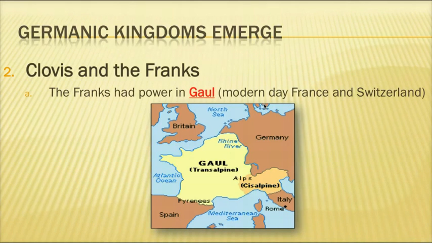As you see from this map here, the Franks had power in Gaul. Gaul is modern-day France and a little bit of Switzerland. So when we talk about the Frankish kingdom, think of France. I mean, look at the name Franks. It almost says France. In fact, the name France actually comes from the Franks.